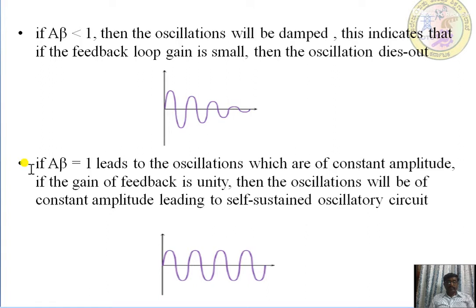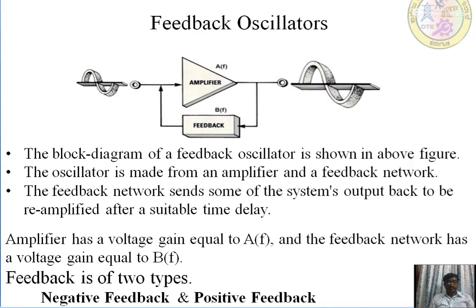Next, once again, the feedback oscillators. So this one is just the input signal, the same amplifier circuit and the feedback circuit. The output of this is acting as the input to this feedback signal, and this feedback signal output is acting as the input to this amplifier. See, the input signal is small, and this one is the amplified output, A F and B. The block diagram of the feedback oscillator is shown in the above figure.